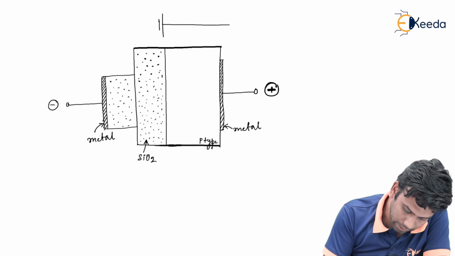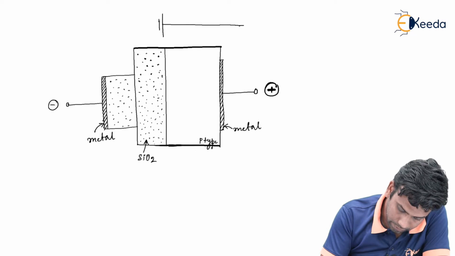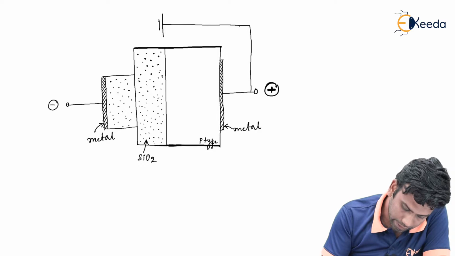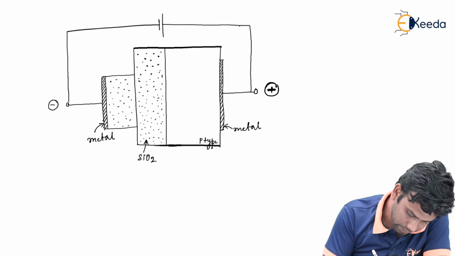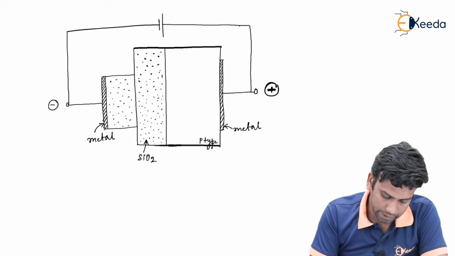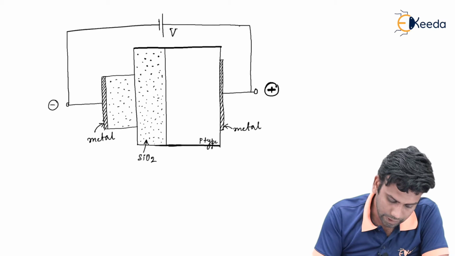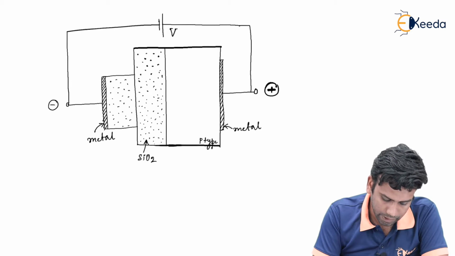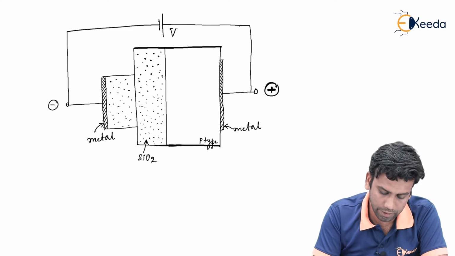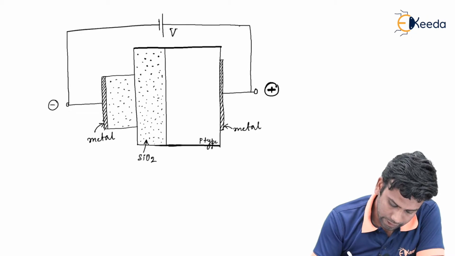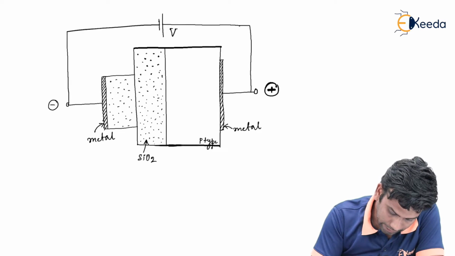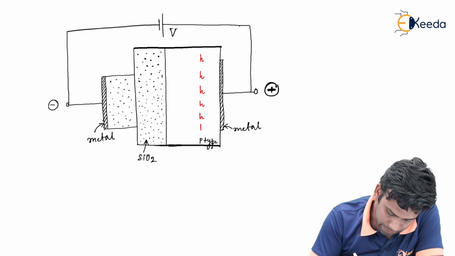the positive terminal will be connected here and the negative terminal will be connected here. So now this is the p-type substrate MOS capacitor that has been given an external voltage. After giving this voltage, we know that inside the p-type semiconductor so many holes will be present inside the p-type substrate.